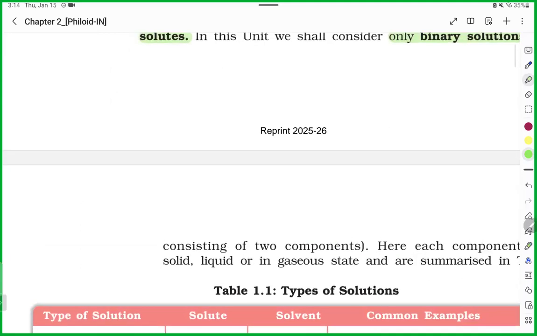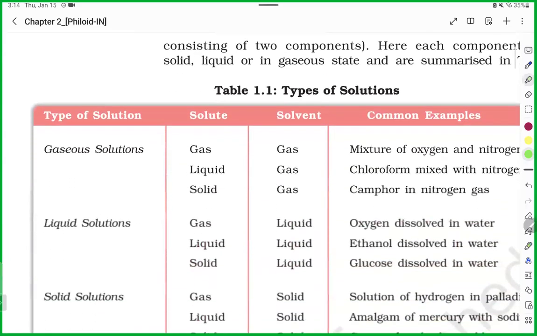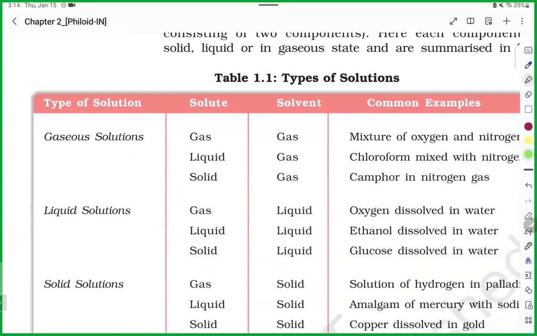Chandana, what is binary solution? Sir, the solution has two components, two substances. So if it is trinary, it means three components are present. So here we'll have two components.